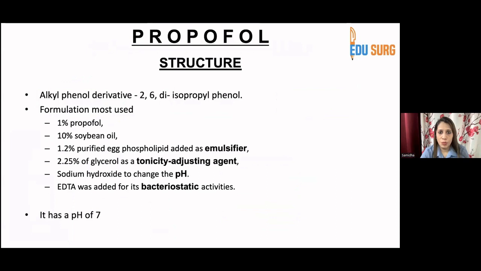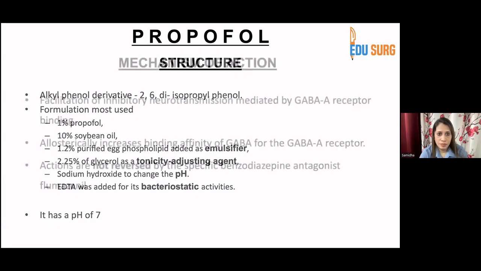So let's start with Propofol, an alkyl phenol derivative, 2,6-diisopropyl-phenol. The formulation most commonly used is 1% propofol with 10% soybean oil, 1.2% purified egg phospholipid added as emulsifier, 2.25% glycerol as a tonicity adjusting agent, sodium hydroxide to change the pH, and EDTA added for its bacteriostatic activities. On average, it has a pH of 7.